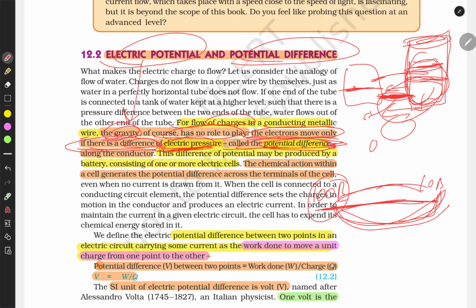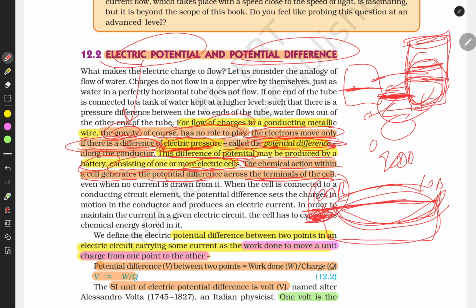This will happen, and this difference of potential may be produced by a battery consisting of one or more electrical cells. Chemical action within the cell generates the potential difference across the terminals of the cell. So a cell generates potential difference. Suppose we have the cell here, and it generates a potential difference of this much, 90 billion electrons. So the electricity flows this way.